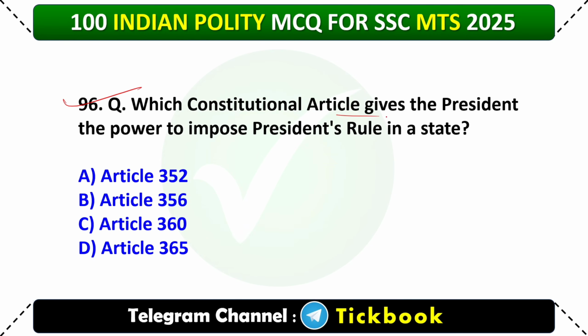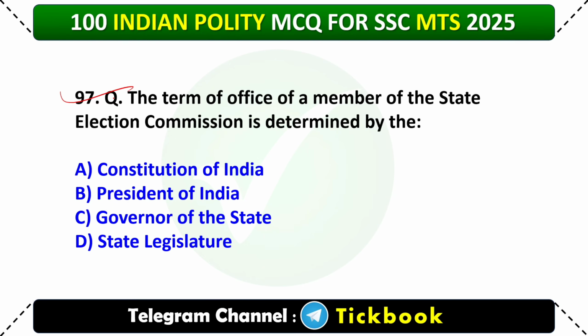96. Which constitutional article gives the President the power to impose President's rule in a state? Option number B, Article 356. 97. The term of office of a member of the State Election Commission is determined by. Option number C, Governor of the state.